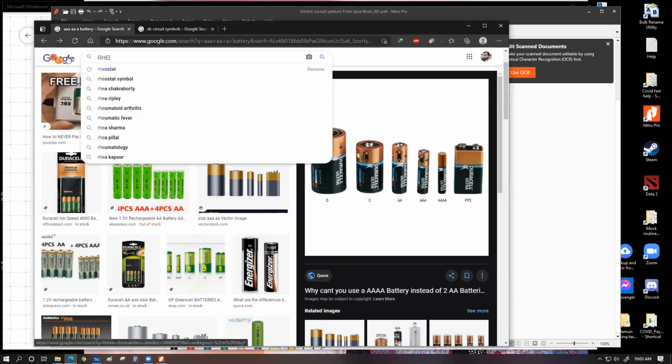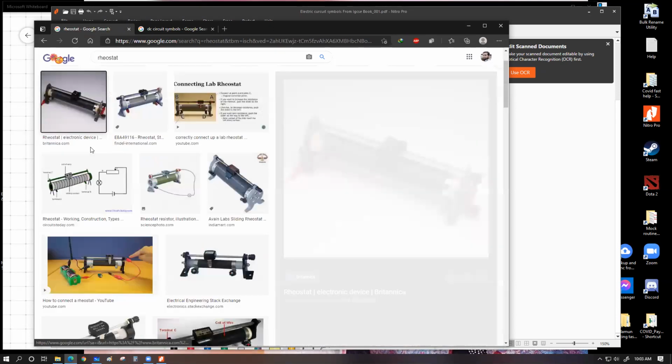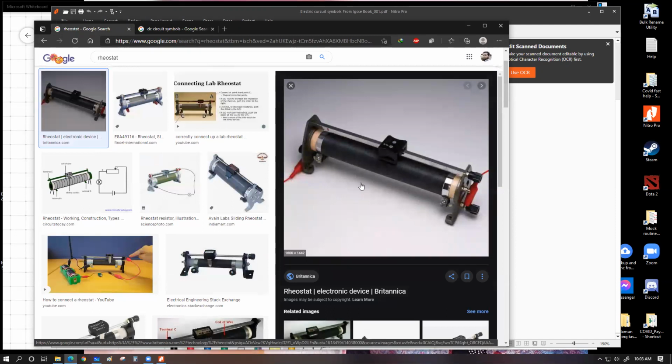Variable resistors are also called rheostats. Rheostat is just a fancy name for those things. Have you kids ever grabbed any of these devices? Not yet. It's okay if you say no. I just want to know whether you have used it or not.